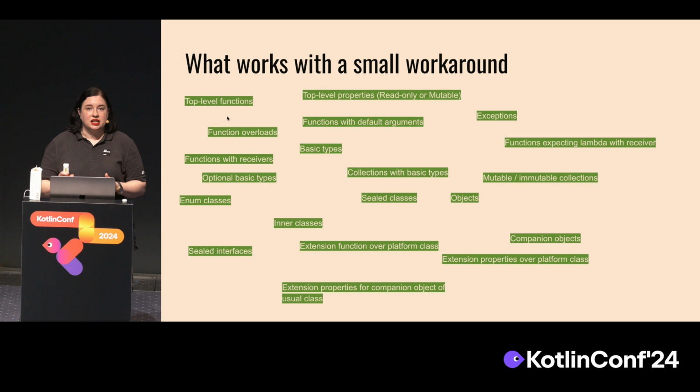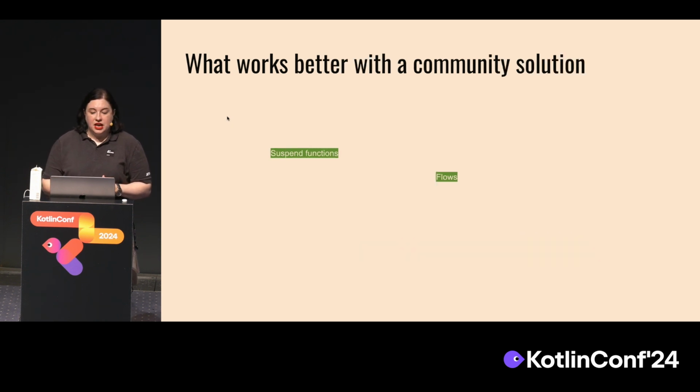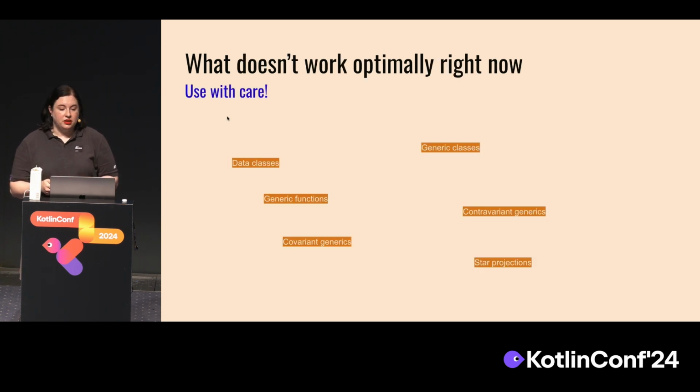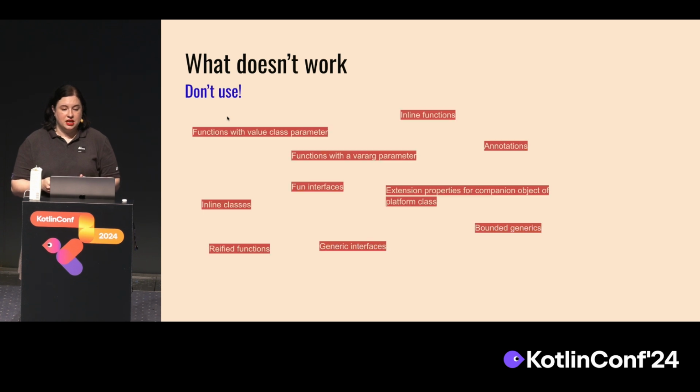And here we have things like top-level properties and top-level functions, exceptions, and so on. And what works better with a community solution library. Just two features here related to asynchronous programming, so suspend functions and flows. What doesn't work optimally right now are things like data classes, and generic functions, and so on. And lastly, what doesn't work and shouldn't be used? Things like functions with var args or value class parameters or inline functions.